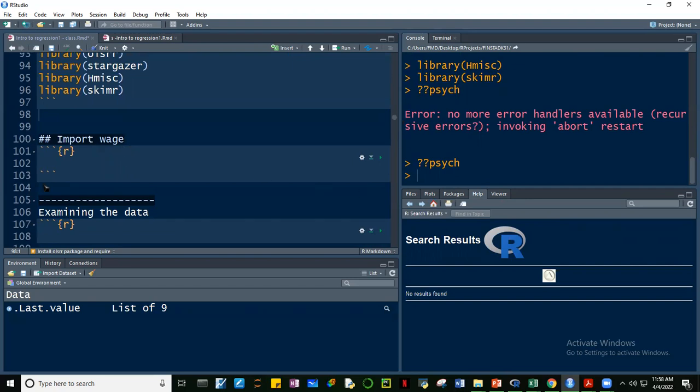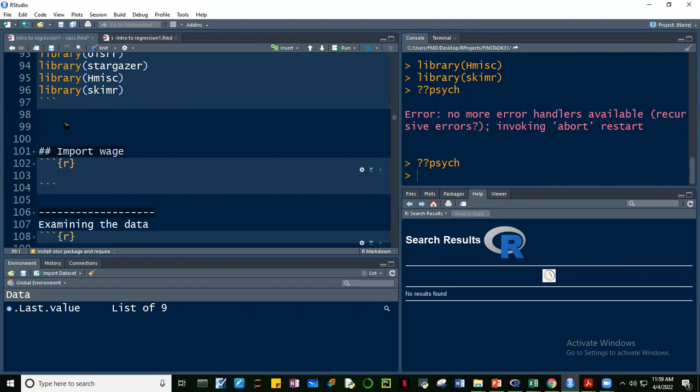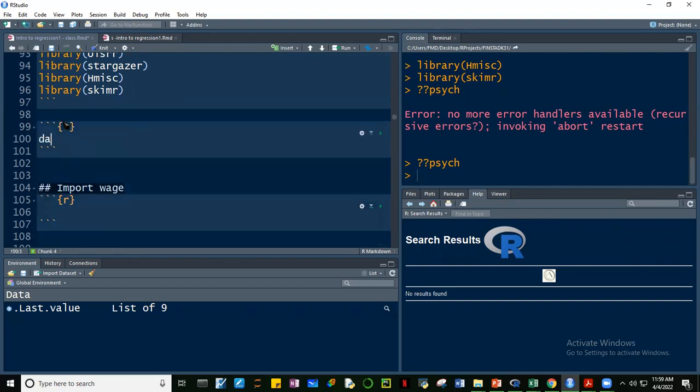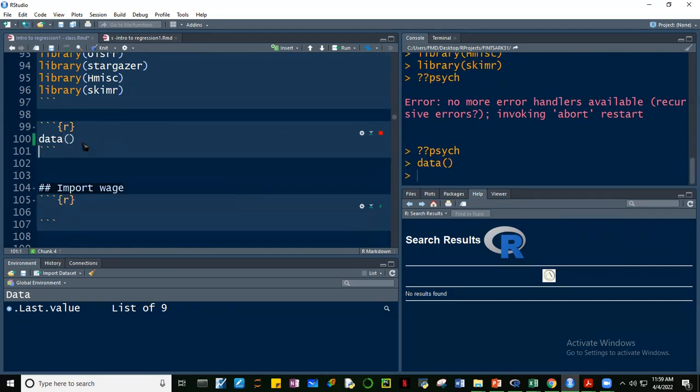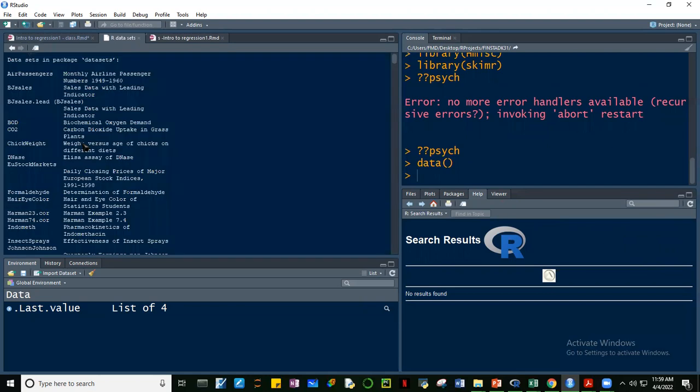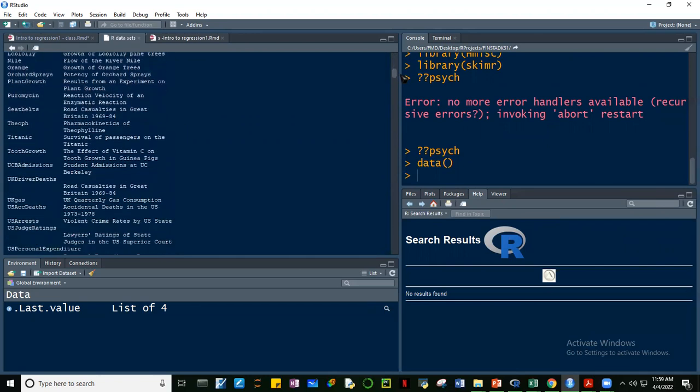So let's just have an example. There are many ways, guys, to import data. First, let's take a look at Control Alt I. Let's see, guys, what data comes with R. We can use the data function. Control Enter. It will give us a list of several data sets that are found in R.